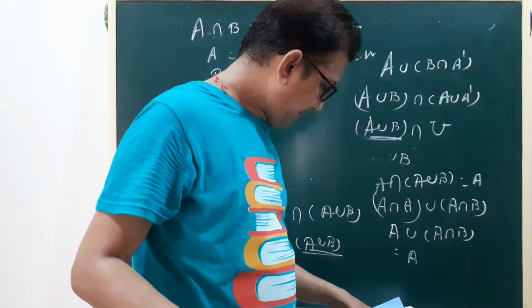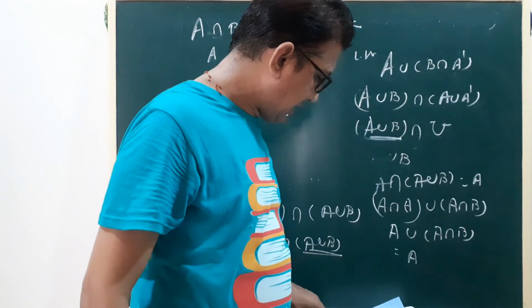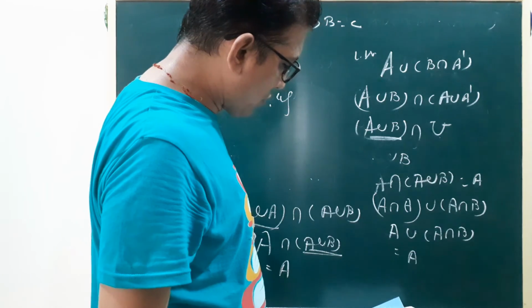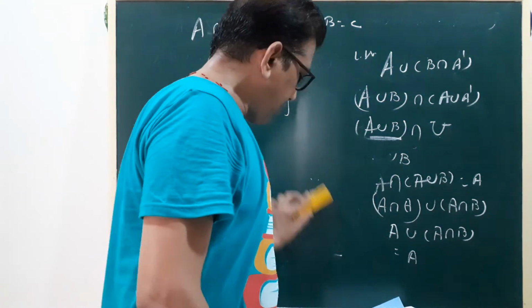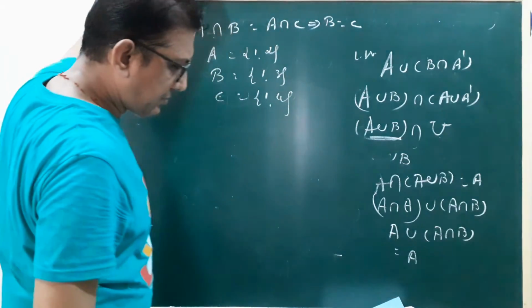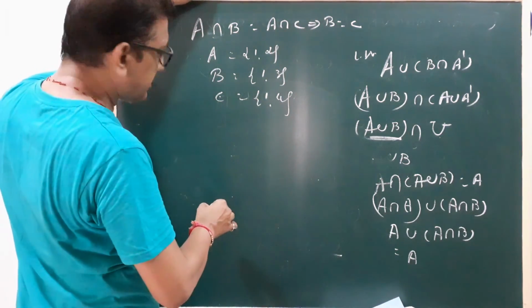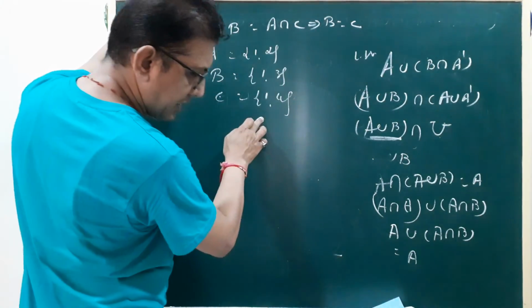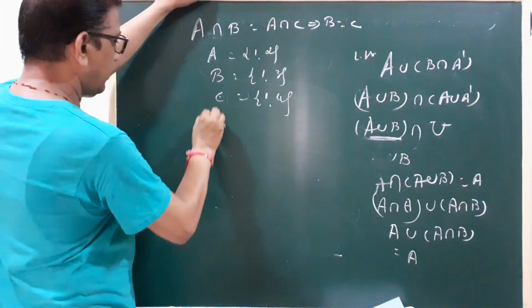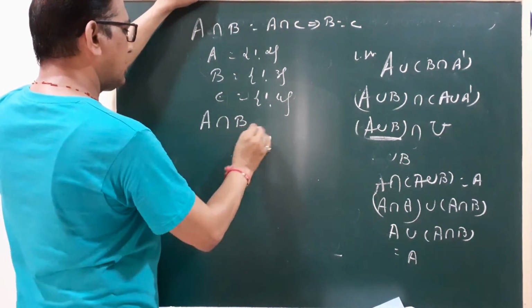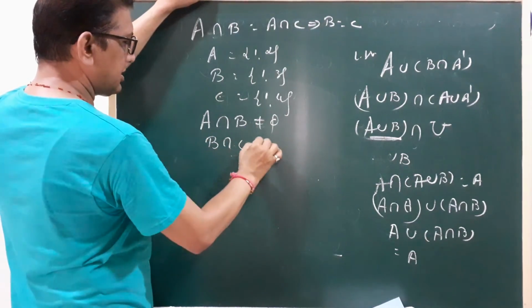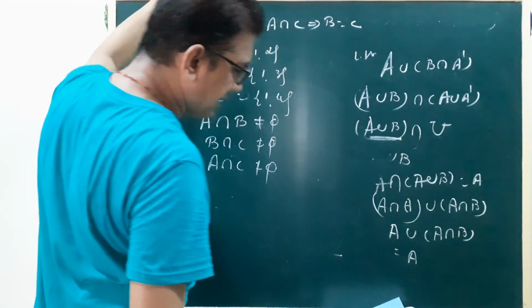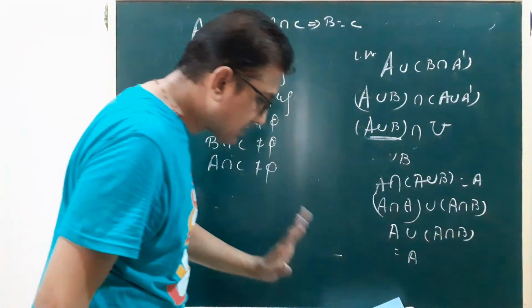Question 11 we have completed. Now the last question, 12. Find sets A, B and C such that A intersection B, B intersection C and A intersection C are not the empty set. Let's give another example. A intersection B is not empty, B intersection C is not empty, A intersection C is not empty, but A intersection B intersection C is the null set.